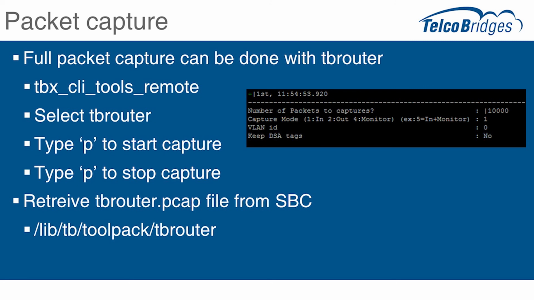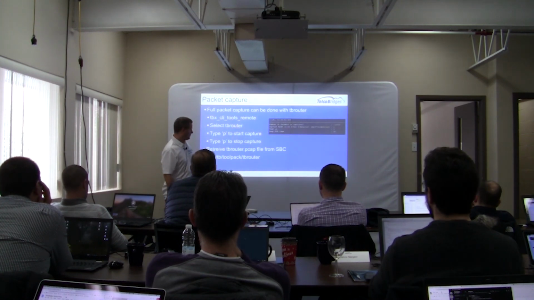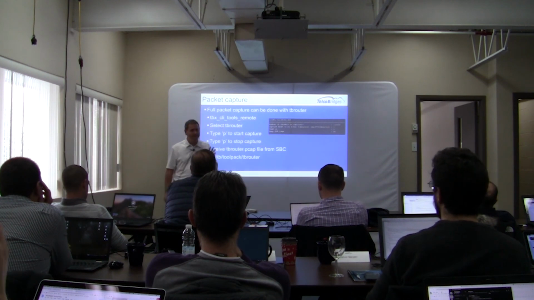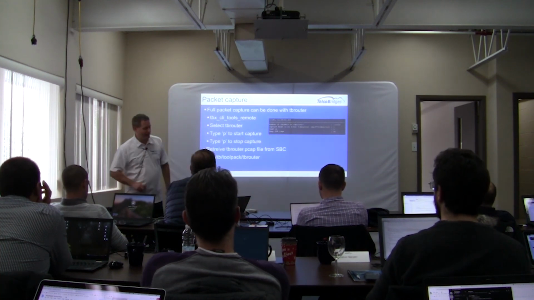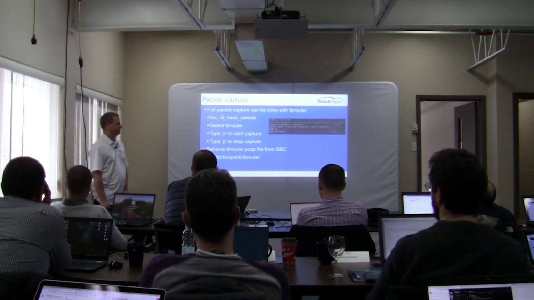You see there's a little bit of filtering you can do, but not a lot. Capture mode, so you can select only in, out, but normally it would be both ways, right? You can use just one VLAN, so there's a little bit of filtering, but not as much as would be very useful.